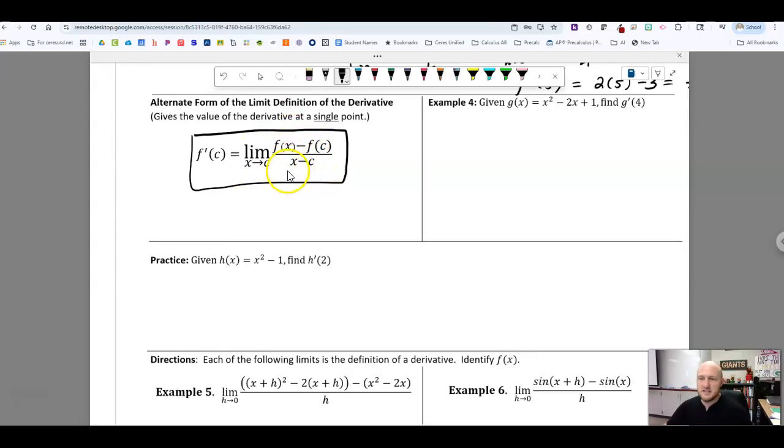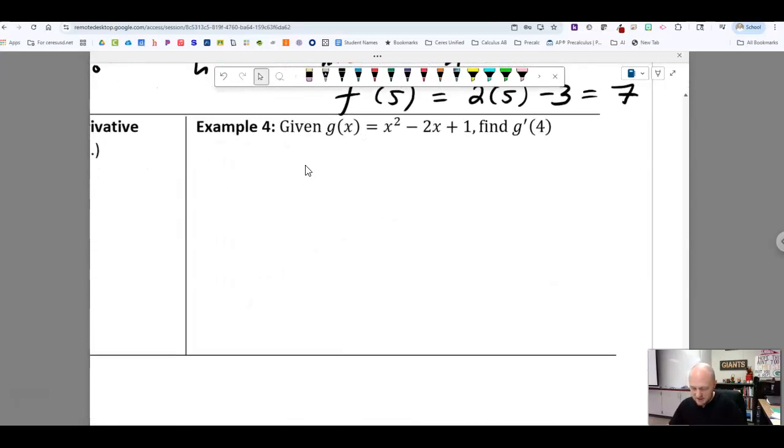And an easy way to remember this is the limit format generally sets it up, right? The limit as x goes to c, both your outputs on top over your inputs. And we talked about how that's connected to the average rate of change. So let's go ahead and look at a specific example here.